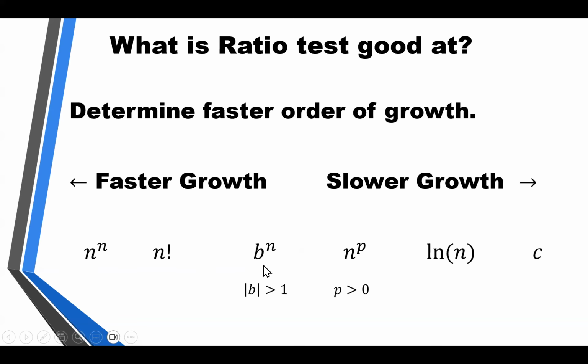Ratio tests work really well when the fastest growth around is something like n to the n, or a factorial growth, or an exponential growth. But with n to the p as my fastest growth around, or natural log, then the ratio test isn't very good.